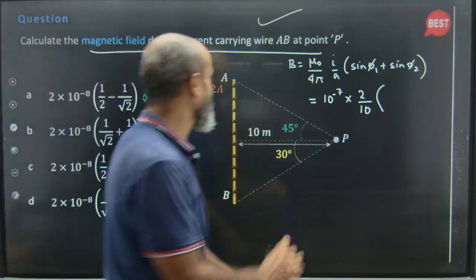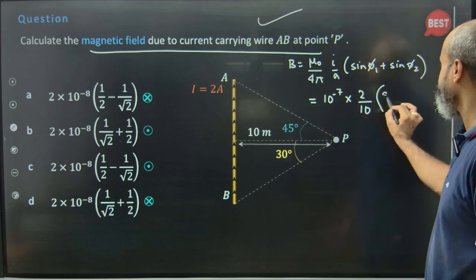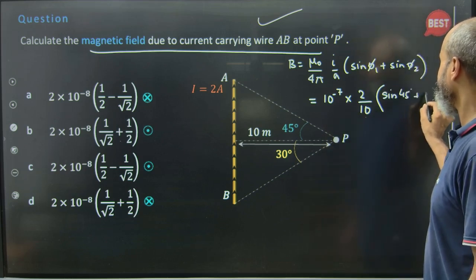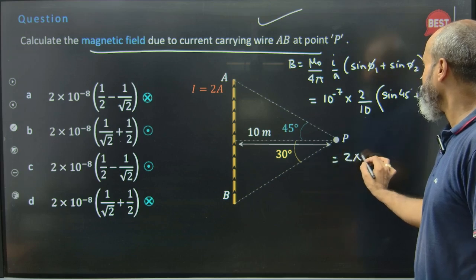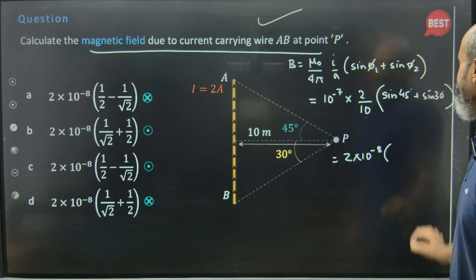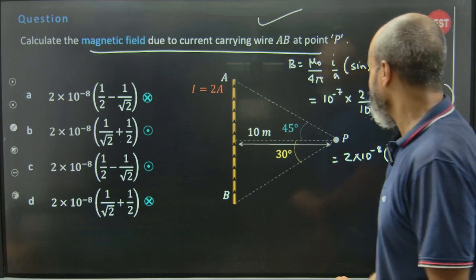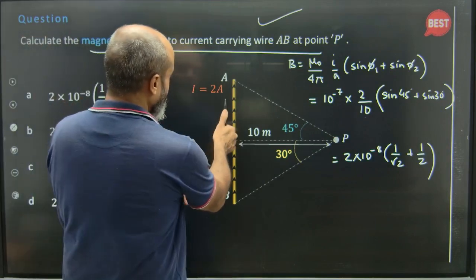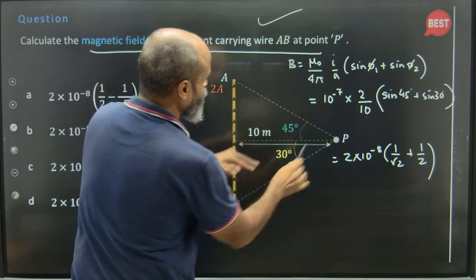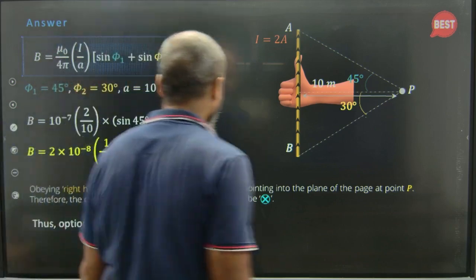So here the point is making, so we are with pretty much a ready-made material of taking the angle consideration here. So this will be sine 45 plus sine 30. So this happens to be how much? This will be 2 into 10 raised to minus 8. Sine 45 gives you how much? 1 by under root 2. And this will be 1 by 2. And yes, there is a direction as well. Please pay attention here. So let's look at the direction. Here it is going like this. So it is going to go inside the paper. So the right answer would be D. The right option here would be D. Okay. So the right option D is the correct option.